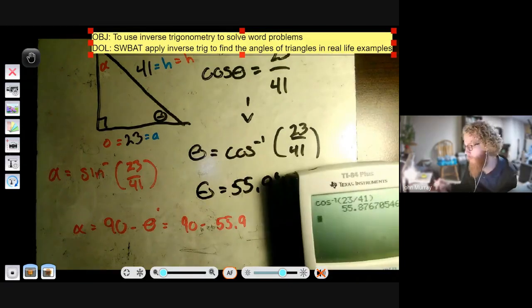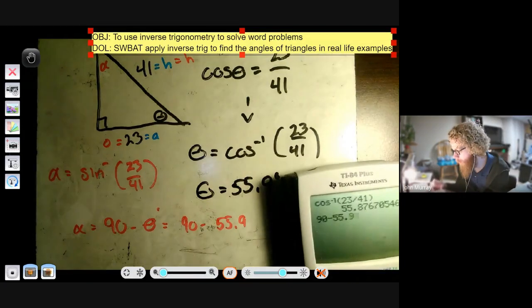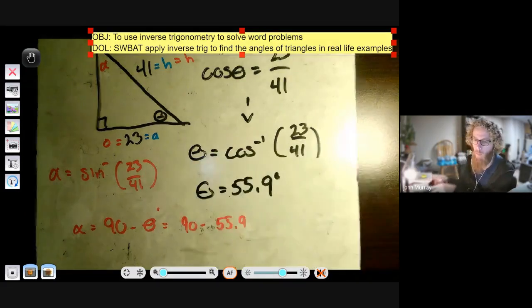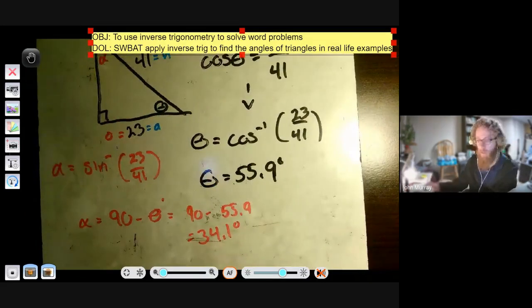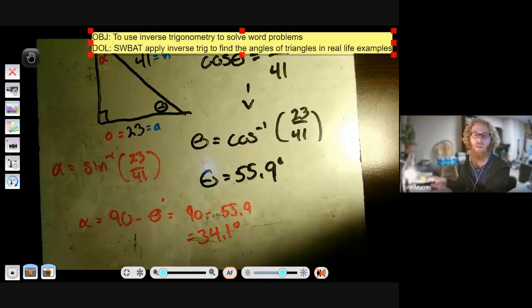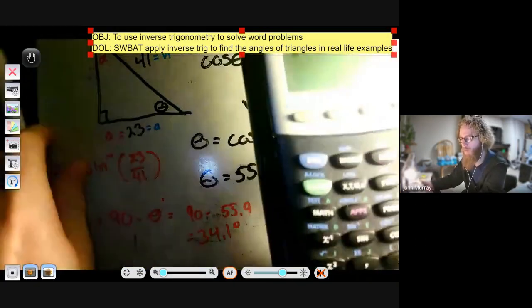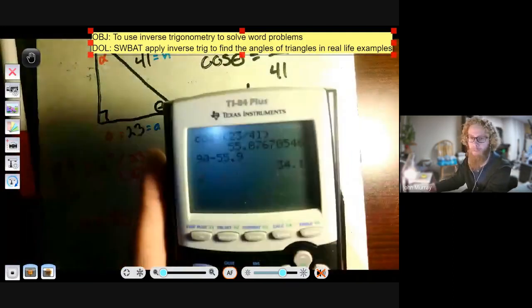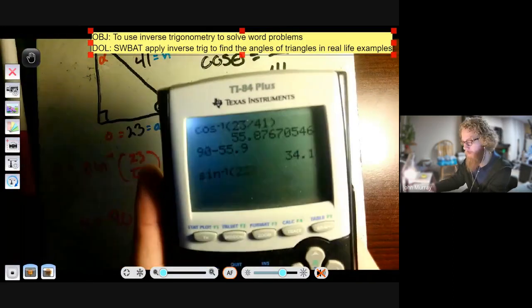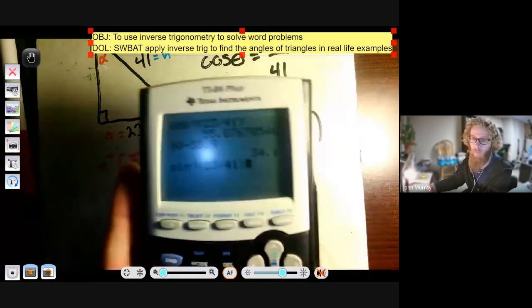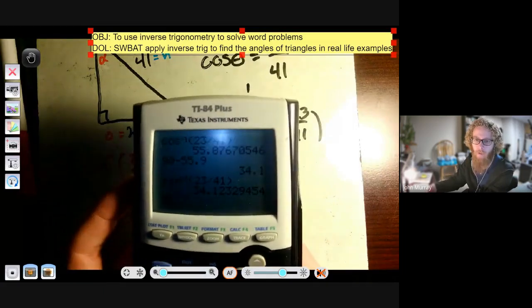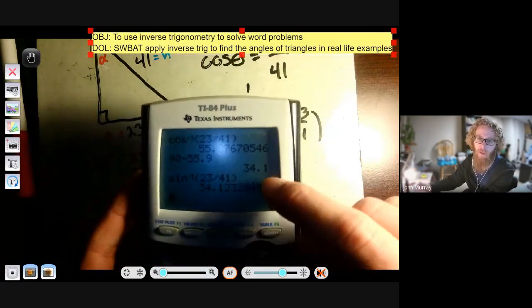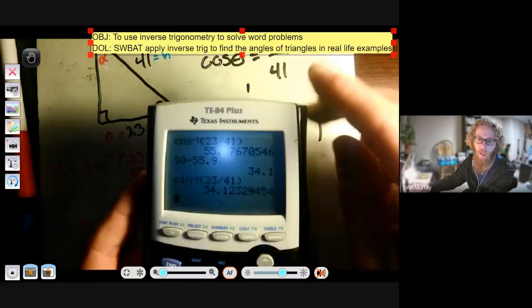All right, so 90 minus 55.9 would get us 34.1, right? And that would be degrees. Oops, I forgot. Just to check, as our last step, let's check the inverse sine of our proportion 23 over 41. And look at that. We get very close to that 34.1. All right, because we rounded this. This was a little different, but those are fairly accurate.